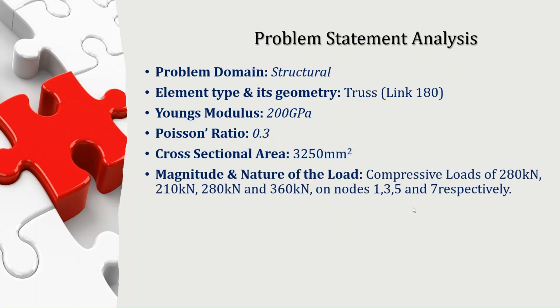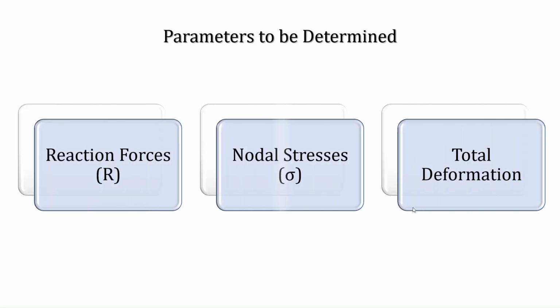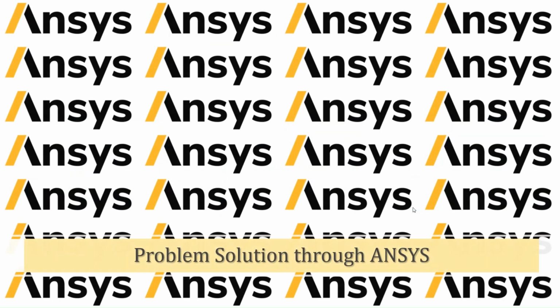Next is the magnitude and the nature of the load, which we have already discussed at the respective nodes. Now we'll see what parameters are to be determined. We need to determine the reaction forces at the supports, the nodal stresses at each node, and the total deformation of the entire physical continuum, that is, the rail bridge. Now we shall go for solving the problem statement using the ANSYS APDL software.